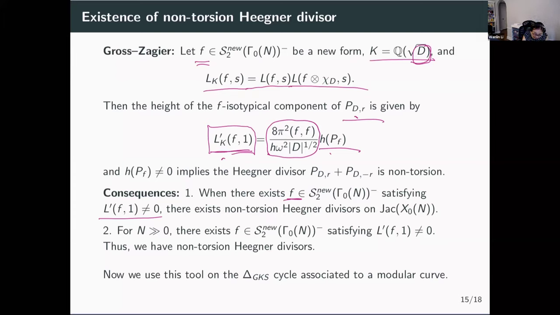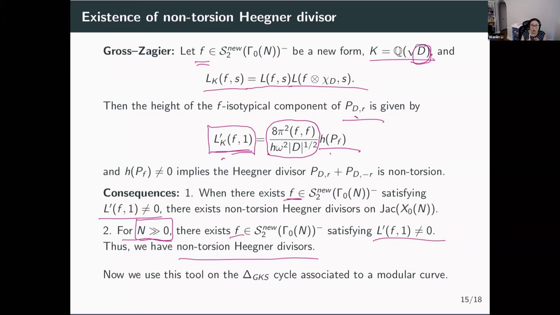Another consequence is that if N is sufficiently large, then there will exist F such that the derivative does not vanish. To prove this involves analytic number theory, with lots of work in this direction, going back to the work of Duke. So the whole point is, as long as N is sufficiently large, you have non-torsion Heegner divisors on modular curves.